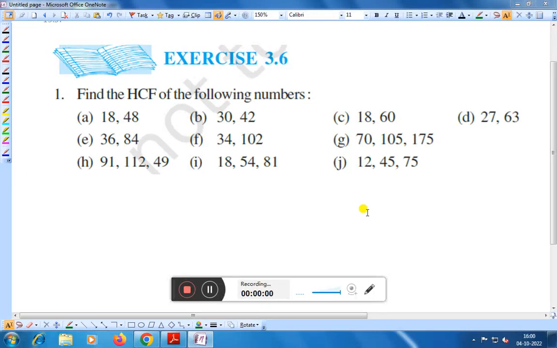Hello friends, today we shall discuss exercise 3.6 question number 1. Find the HCF of the following numbers. We'll find the HCF of the following numbers, that is 18 and 48. Question number A is 18 and 48.